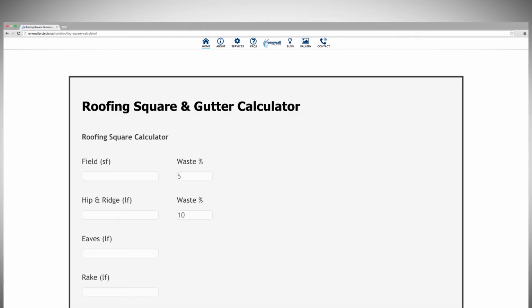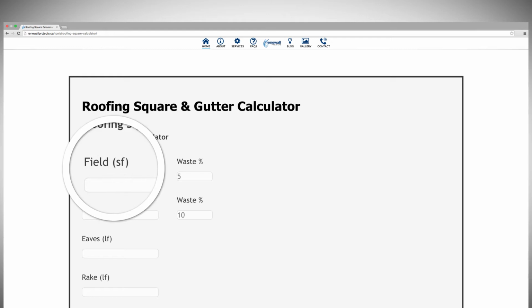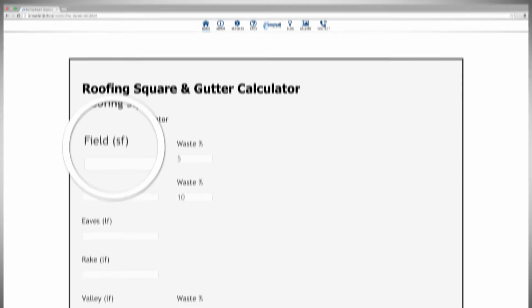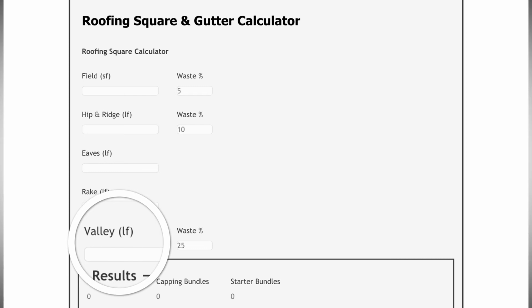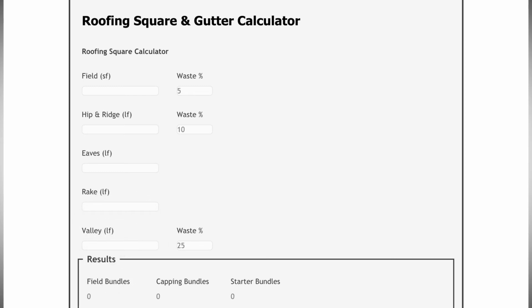For the calculator to work, you'll need 5 measurements. First, you'll need the total square footage of the roof, also called the field area. Then you'll need the linear footages of the hips and ridges, as well as the linear footages of the eaves, rakes, and valleys. We can also add waste percentages based on the complexity of the roof.